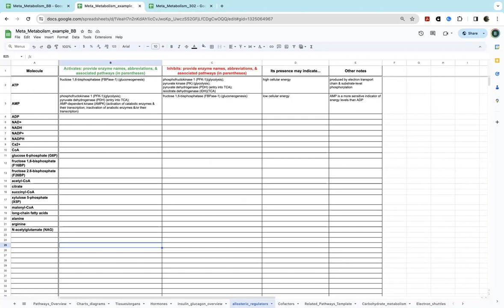What do those have in common? What pathway? Are they in the same pathway? Are they in different pathways? Are they pathways that you both want active at the same time? Are they pathways that you want inactive at the same time? These are the sort of things that you want to focus on.